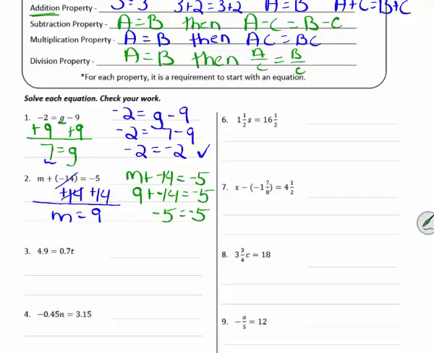Now here's what happens. You guys do these checks and you get that it doesn't match. If it doesn't match, it means you did something wrong. You need to go back and look. Did I do the check wrong or did I do the solving wrong?